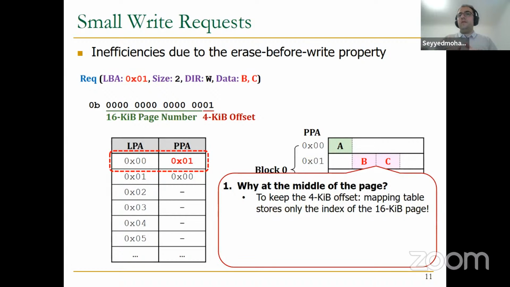So why are we writing at the middle of the page? Because we want to keep the offset, which I guess is clear. If we write B at the beginning of the page, then we also need to keep some metadata saying that this B is in another offset, but we decode the offset based on the 2 least significant bits. So we keep the alignment in the physical page address.